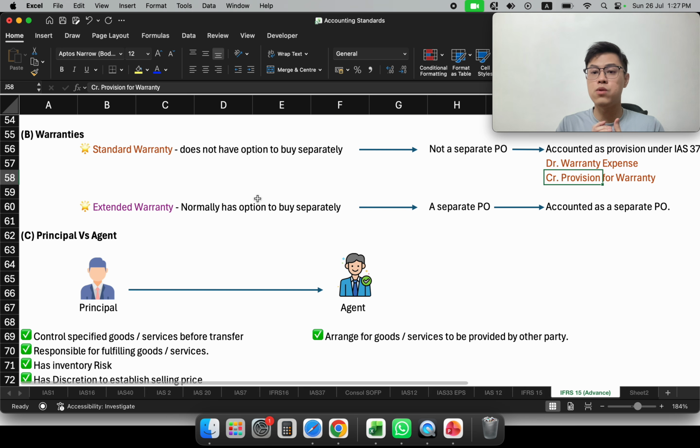So meaning to say, when the goods are transferred already, we will recognize the revenue. But from that revenue, we know we have a specific standard warranty. We will need to recognize an expense in our account.